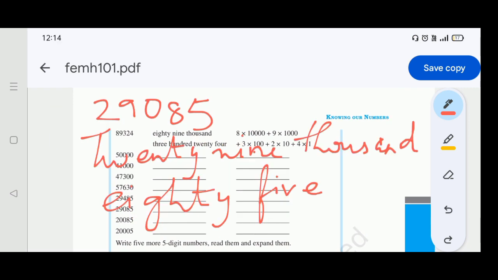Next question is 29,085. I have written here the number name. The number name is 29,000 and we have to write along with this 85. There is no thousands place, there is only 10,000's place, so we have to write directly, and there is no hundreds place as well, so we can directly write 29,085.